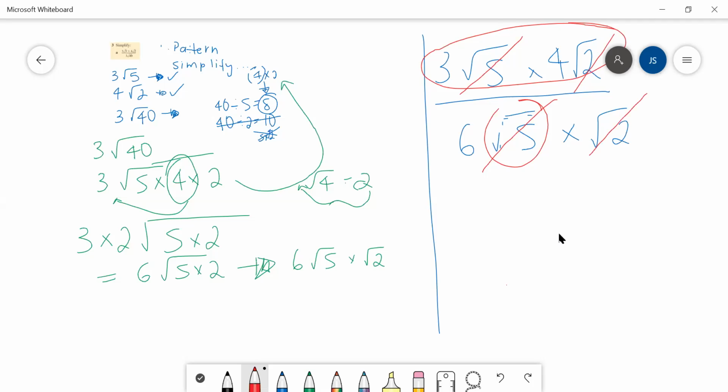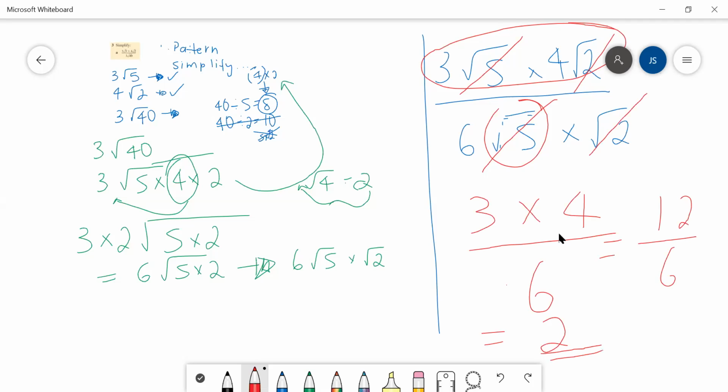Now you're left with 3 times 4 on the top, and 6 on the bottom, which is 12 divided by 6, and the final answer is 2. So this whole fraction with square roots is the same as, in simplified version, 2.